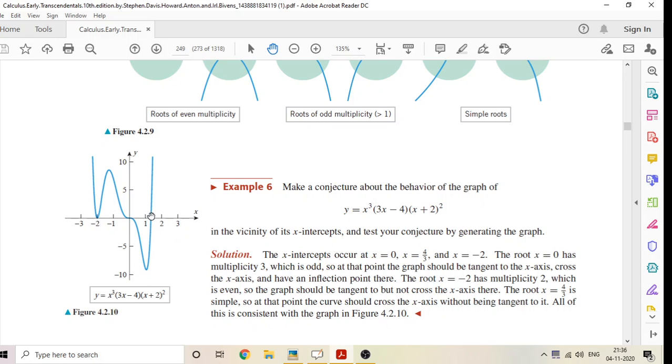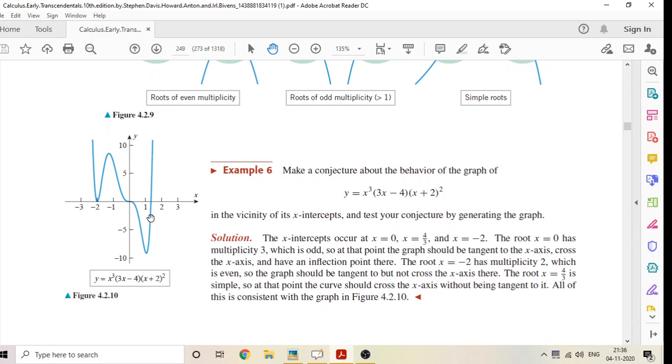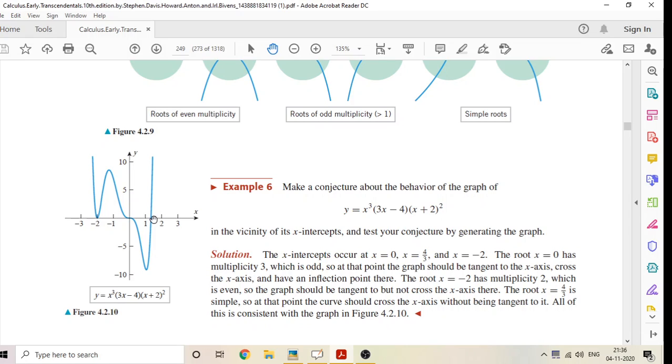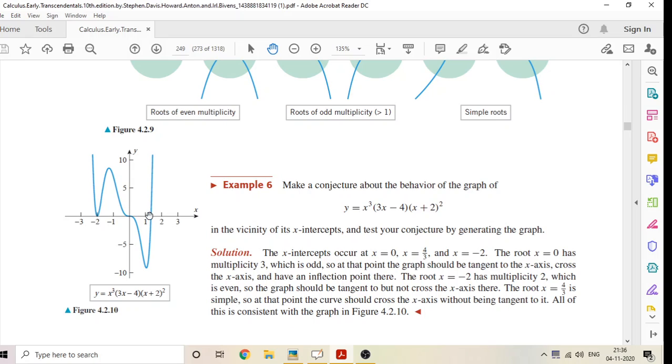Now at 4/3, the graph will cross the x-axis. The x-axis will not be a tangent. So this is the particular shape. So the shape at these 3 points will be this. Okay, so this is the geometrical meaning of the multiplicity.